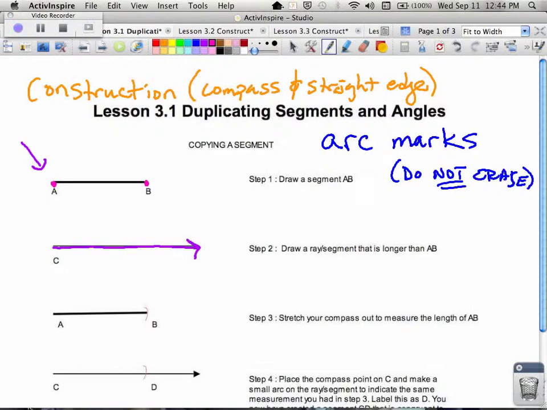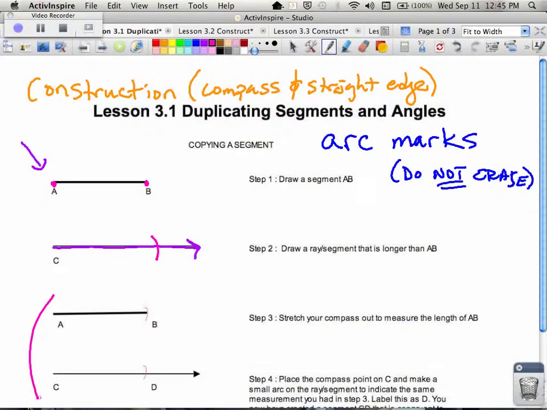Then down below, on the purple line, where you drew your ray or segment that's longer than the original AB segment, you just move your compass so that the point is on C. Your compass will be stretched out the same distance as the AB was. You just make a mark. That is your new segment. And down here below you can kind of see how it is as it's drawn out.